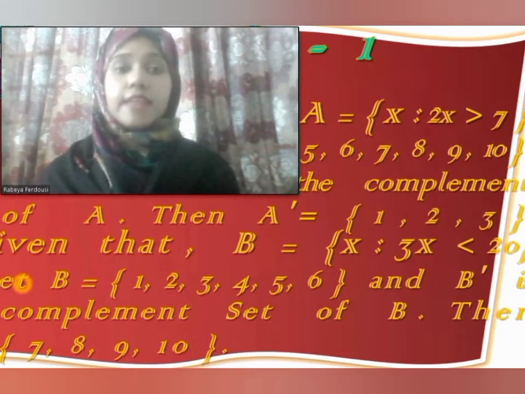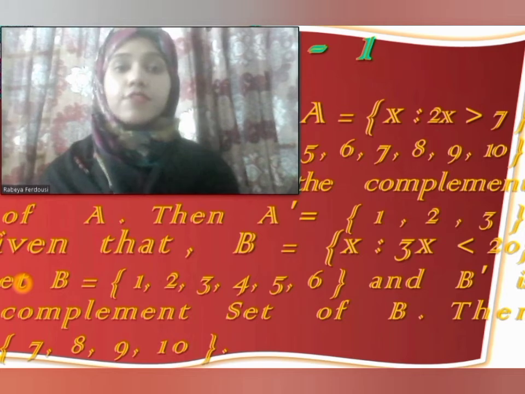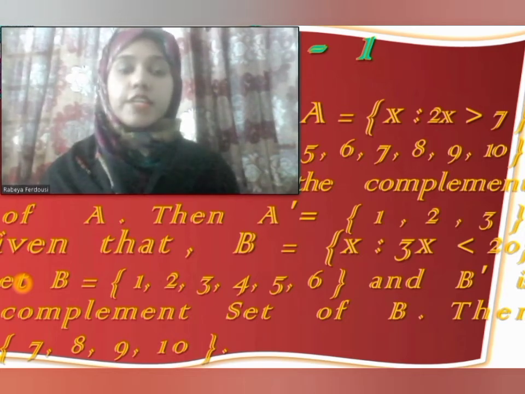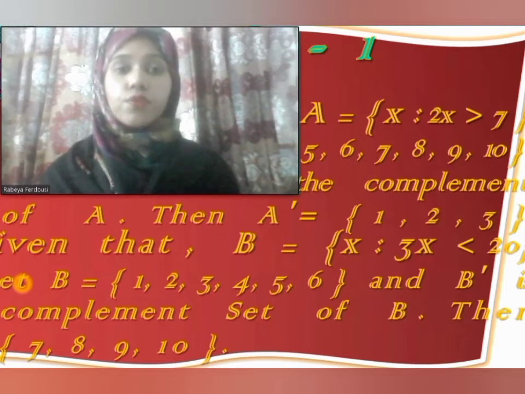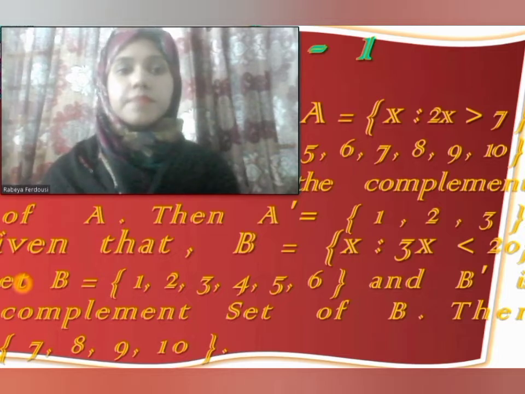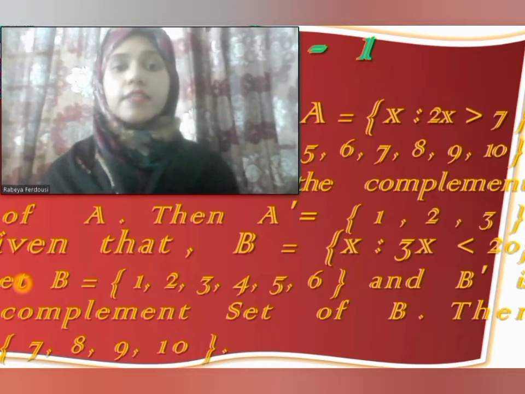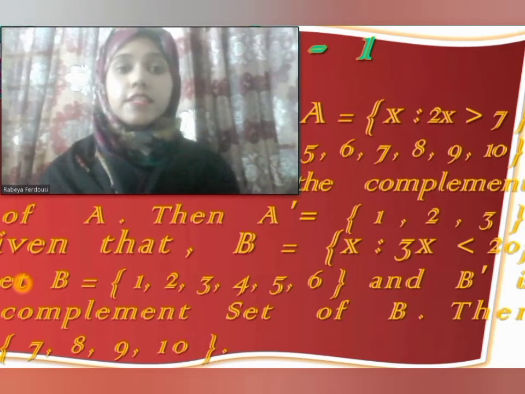But if x is equal to 7 or x is equal to 8, then 3 into 7 is equal to 21 or 3 into 8 is equal to 24, which are definitely greater than 20. So we can say set B is equal to 1, 2, 3, 4, 5, 6 because the multiplication of 3 with these elements gives results less than 20.